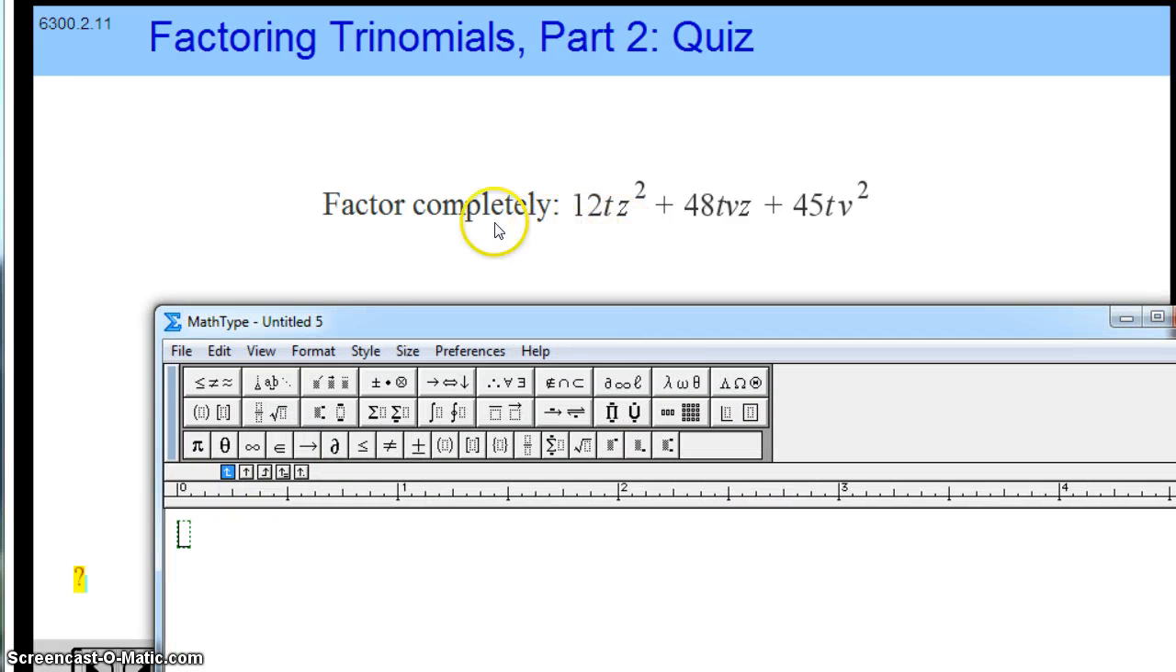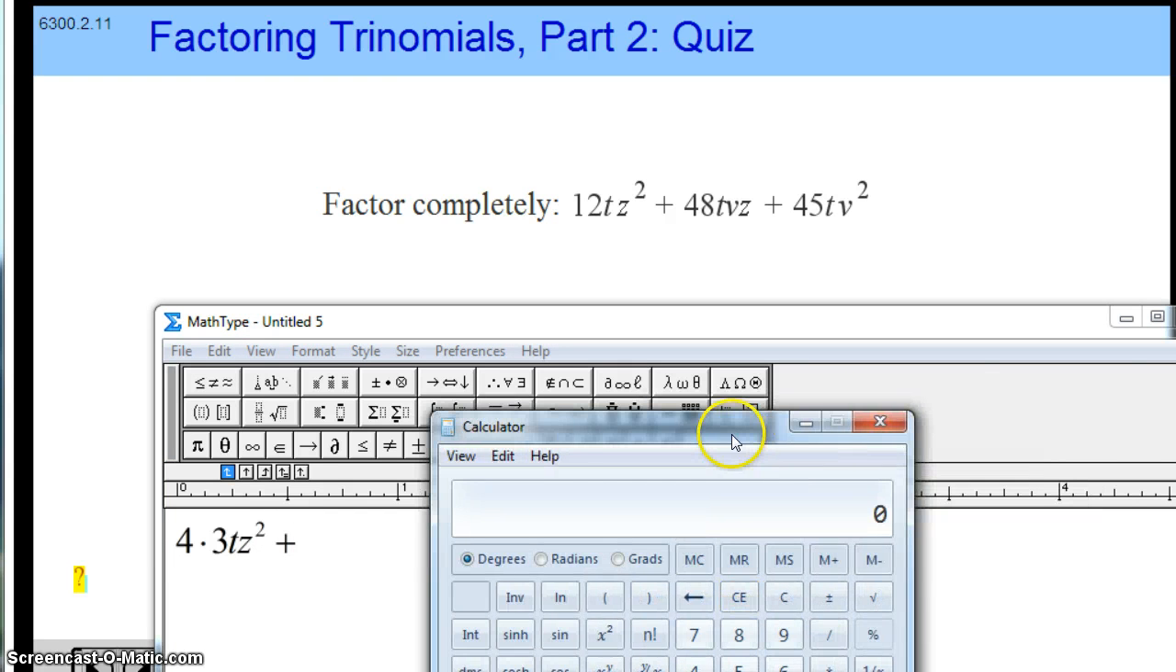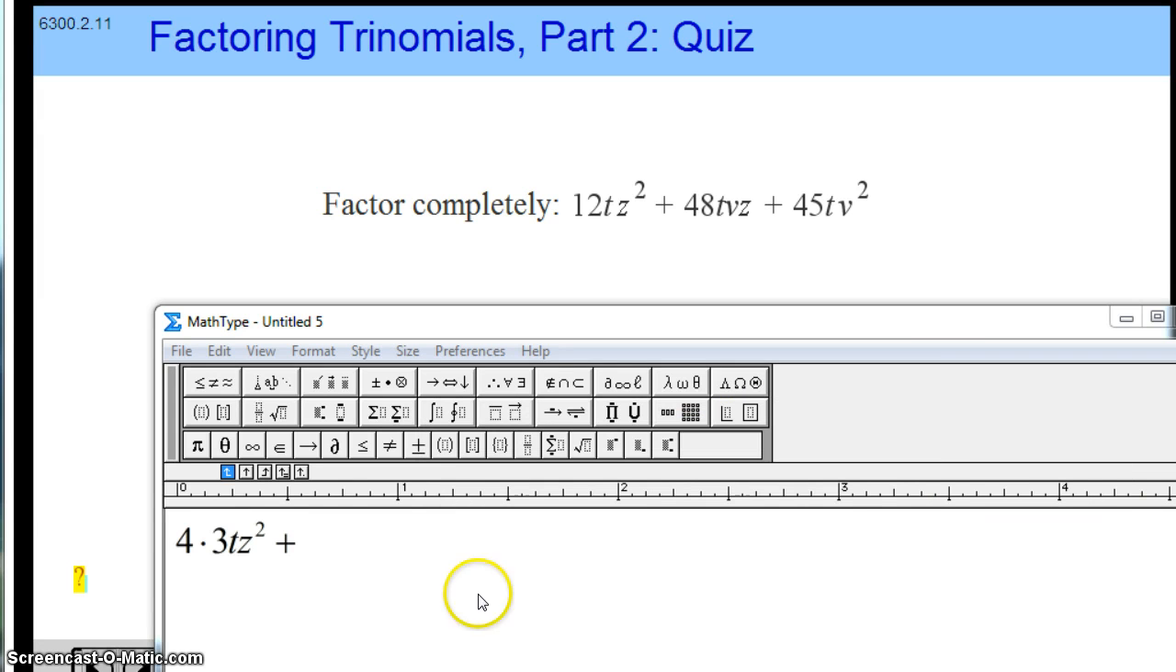So the first thing we need to do is factor out the easy stuff, right? What are the common terms? So let's break everything up into its prime factors, or well, we don't need to do that as much, but let's break up the first term 12 into 4 times 3 tz squared, and we have plus, and let's see, what's 48 divided by 3? Hey, that happens to be 16. So, okay, let's write.